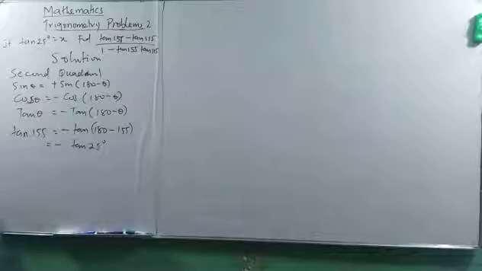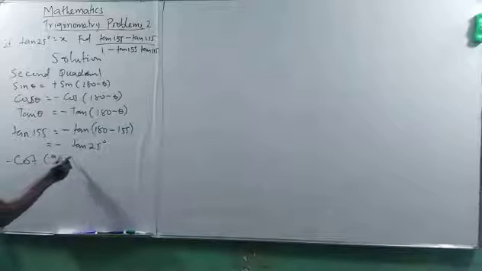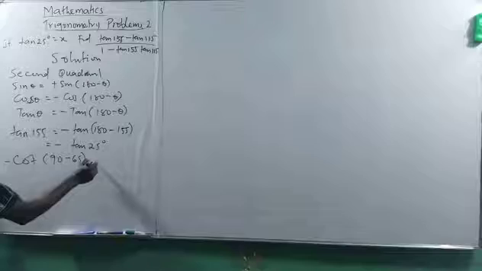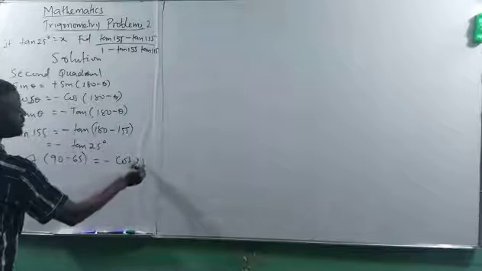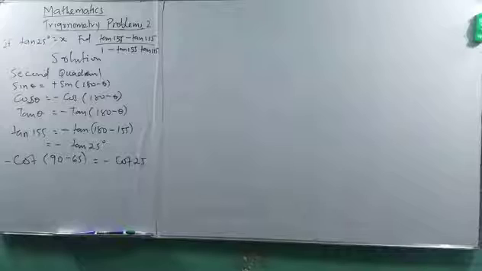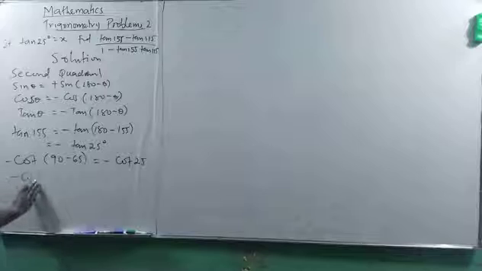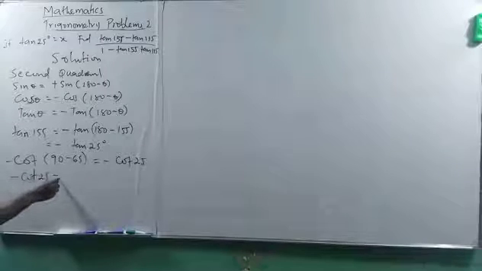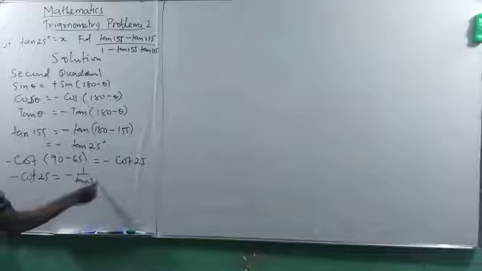Also I can say that minus cot 65, which is 90 minus 25, is equal to what? Minus cot 65 also gives me minus tan 25. Now, these are the things I have to be thinking around. Minus cot 25 will surely give me minus 1 over tan 25. You know that.